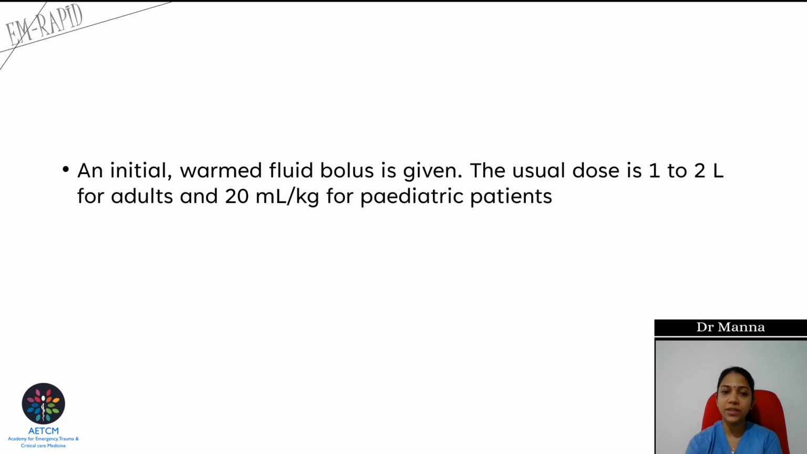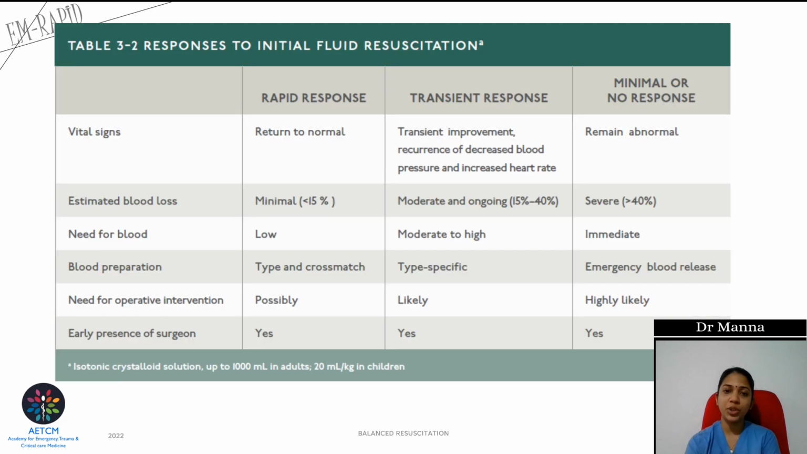So if the patient presents with shock, first we should give 1 to 2 liters of fluid to the patient. If this patient's MAP is less than 50 to 60, then give 1 to 2 liters of fluid. And in pediatric patients, we will be targeting 20 ml per kg. Okay. So there can be a response to this fluid. Either the patient might have a rapid response and the blood pressure becomes normal. There can be a transient response, that means blood pressure will become normal for some time and after some time the patient will go into hypotension, or there will be minimal response or no response to the fluid resuscitation.